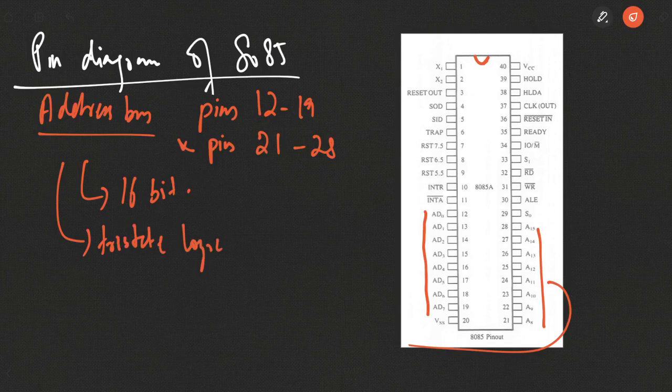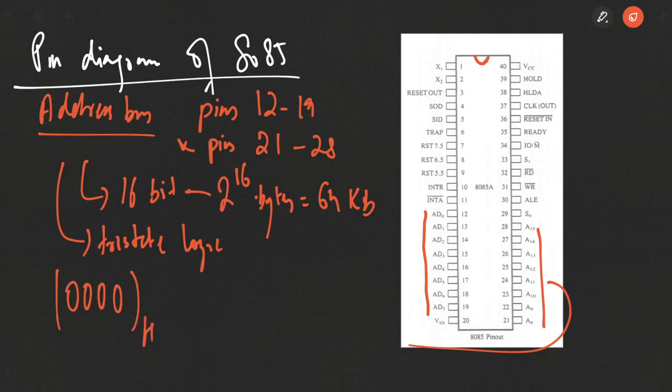16 bits of address are processed at the same time. So 16 bits basically means 2 raised to the power 16 bytes, which comes out to be equal to 64 KB. That's the memory we have been talking about. So addressable memory is 64 kilobytes because of the number of address lines that this microprocessor can communicate at the same time. And this in hexadecimal goes from 0000H to FFFFH. So these are the address lines that the microprocessor can use to communicate with any interface.